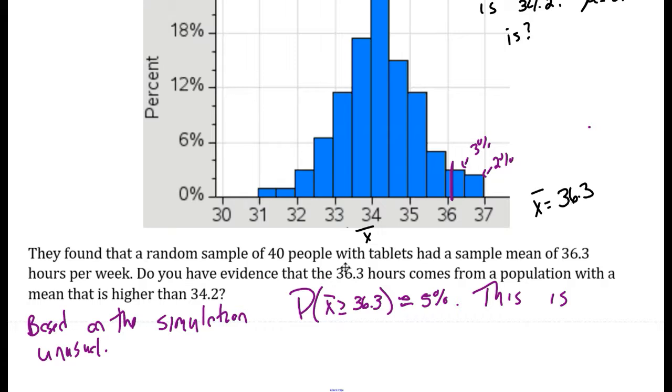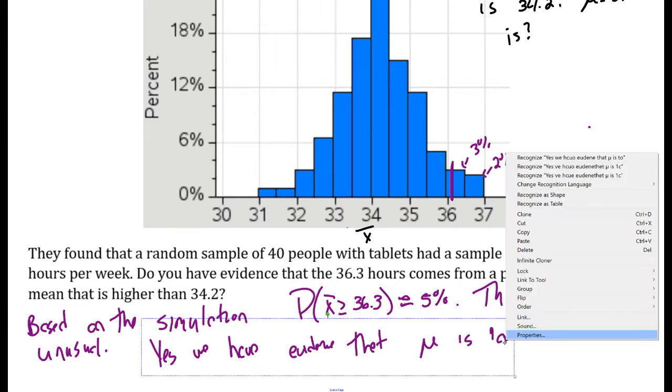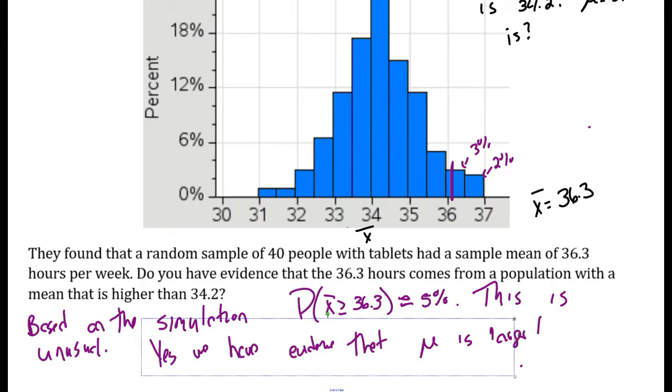Do you have evidence that 36.3 comes from a population with a mean higher than 34.2? Yes, we have evidence that mu is larger than 34.2. Because that was an unusual value, 34.2 definitely isn't the population mean. It's probably higher, up to get to be that sample of 36.3.